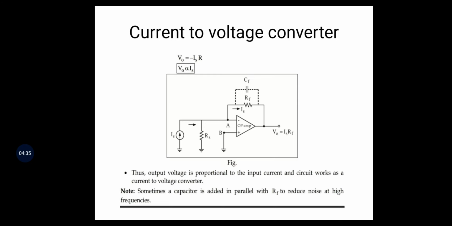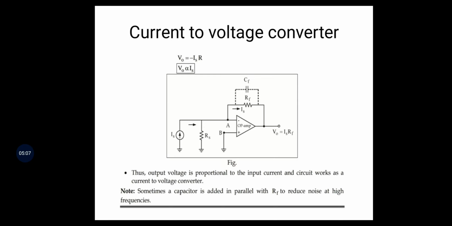Due to the virtual ground concept, B and A are at the same potential. So V0 is equal to minus IS RF. Here the current source is IS. The IS flows through RF because the op amp does not take any current into the circuit.